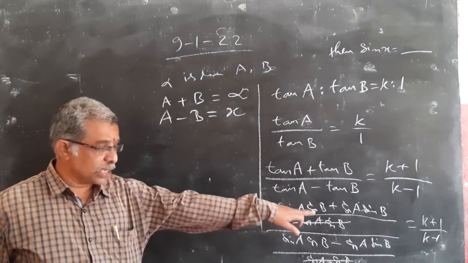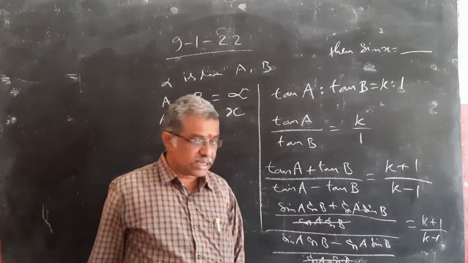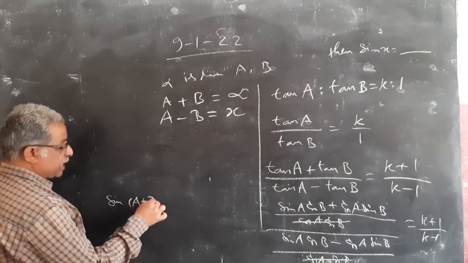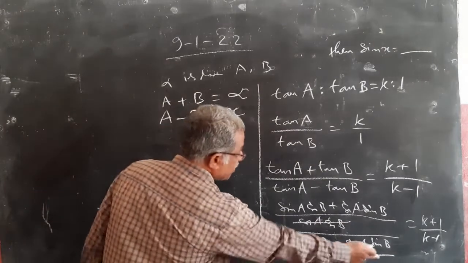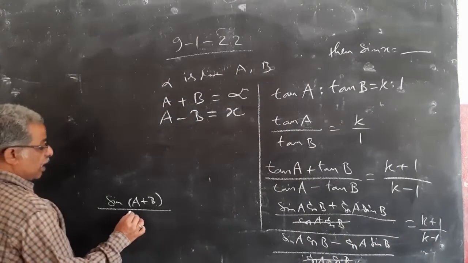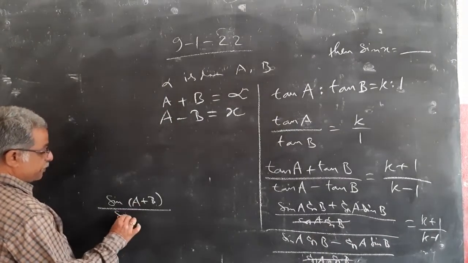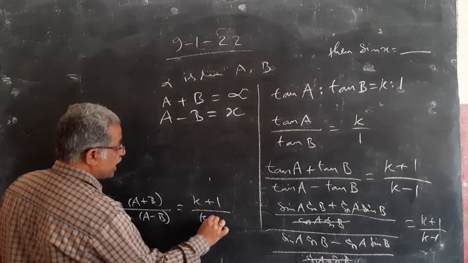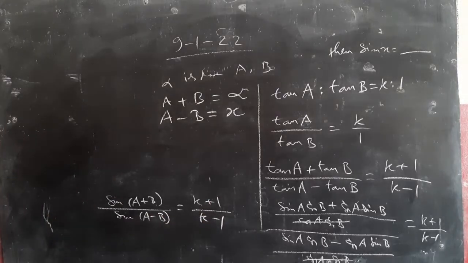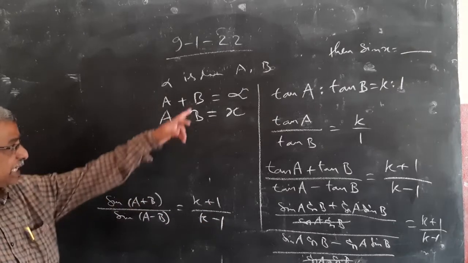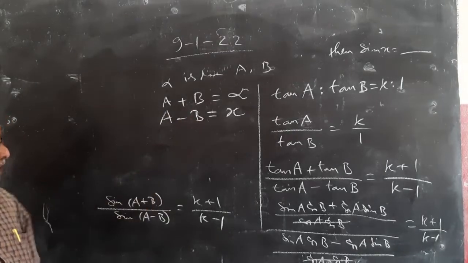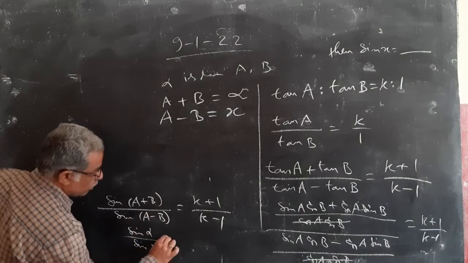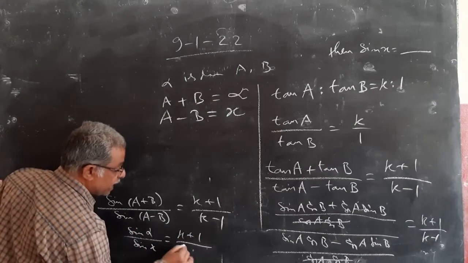Now this part, how can I write? Sin A cos B plus cos A sin B is sin of A plus B, by the denominator sin A cos B minus cos A sin B, which is sin of A minus B, equal to k plus 1 by k minus 1. Now from here, very simple: take A plus B is alpha and A minus B is x. Means sin alpha by sin x equal to k plus 1 by k minus 1.